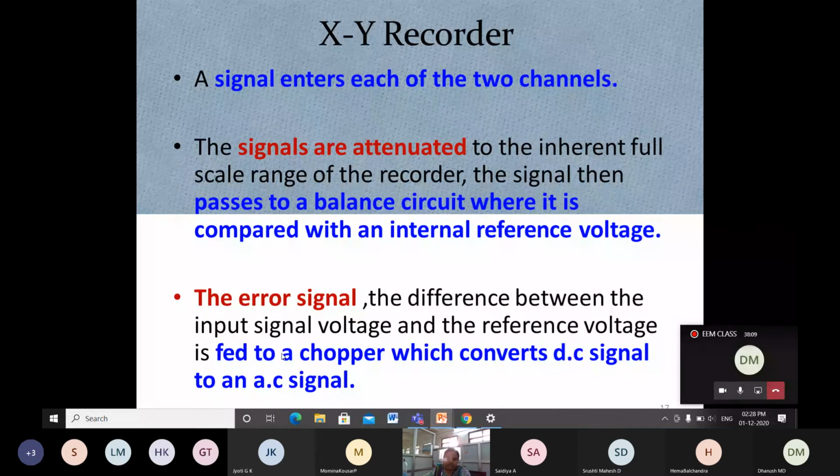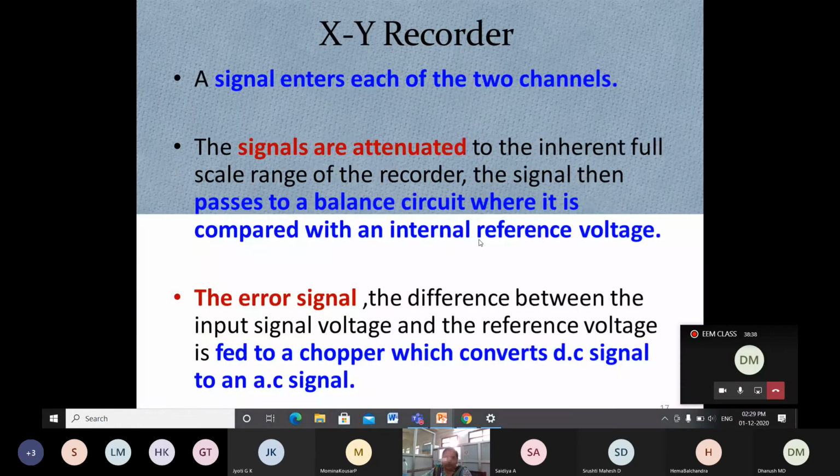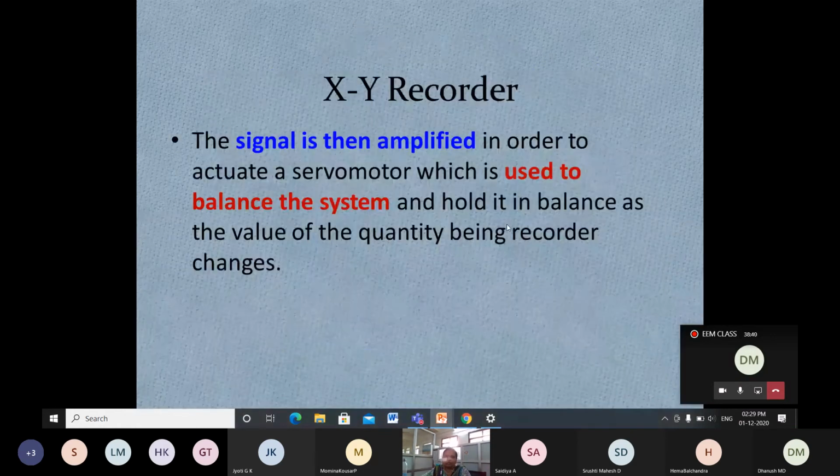The difference, the error, is fed to the chopper, which converts the DC to an AC signal in this case. Then the signal is amplified in order to actuate a servo motor, which is used to balance the system and hold it in balance as the value of the quantity being recorded keeps changing. The same thing is there in the block diagram; a few points you have to mention.